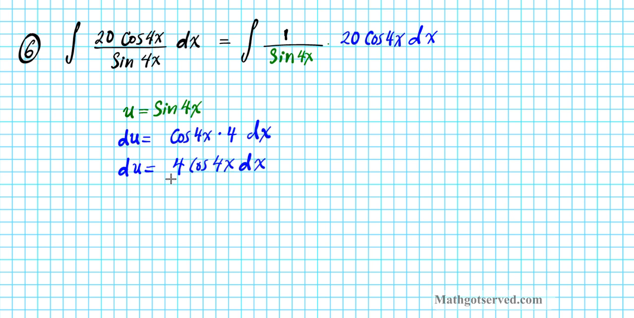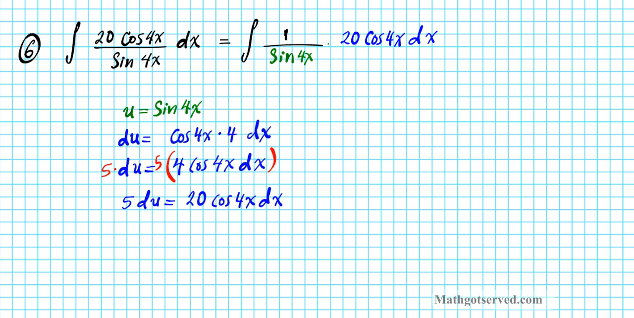The answer is no. Well, why not? du is not a perfect match. du is 4 cosine 4x dx, and here we have 20 cosine 4x dx. So how are we going to resolve the discrepancy? To make this right side match 20 cosine 4x dx, we'll simply multiply both sides by what? By 5. Okay, so multiply this by 5, and multiply that by 5 also. So we're going to have 5 du equals what we want, which is 20 cosine 4x dx.